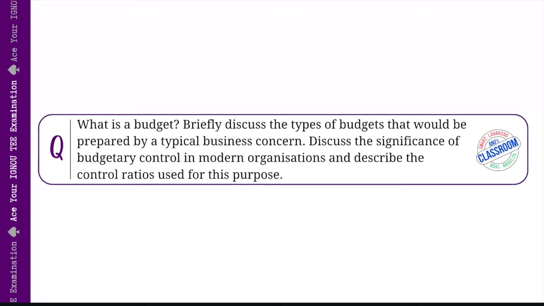Now let us talk about the significance of budgetary control in modern organizations. So budgetary control is that process of comparing actual performance with budgeted plans. It is going to help organizations allocate resources effectively, manage their cost, and evaluate the performance. By identifying the variances between actual and planned results, managers can take corrective actions promptly. So this not only fosters accountability, but it also improves the decision making and supports overall organization growth.